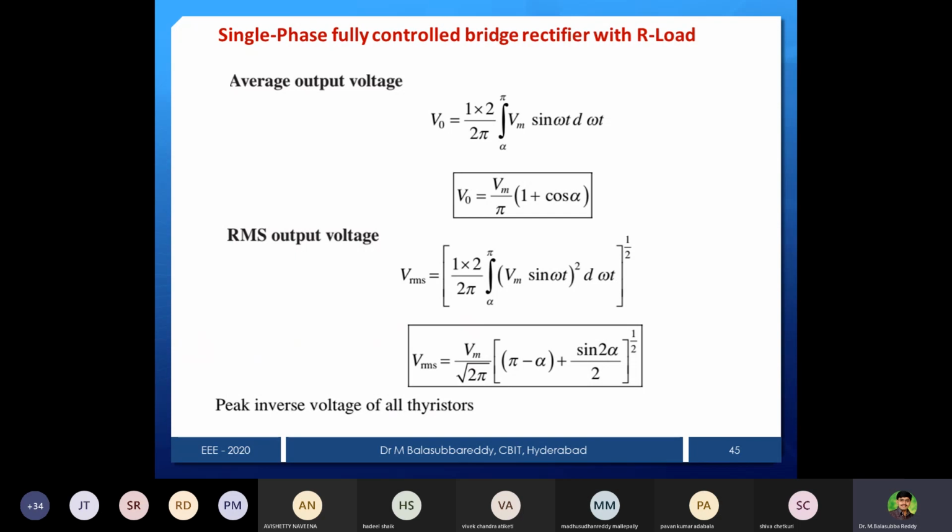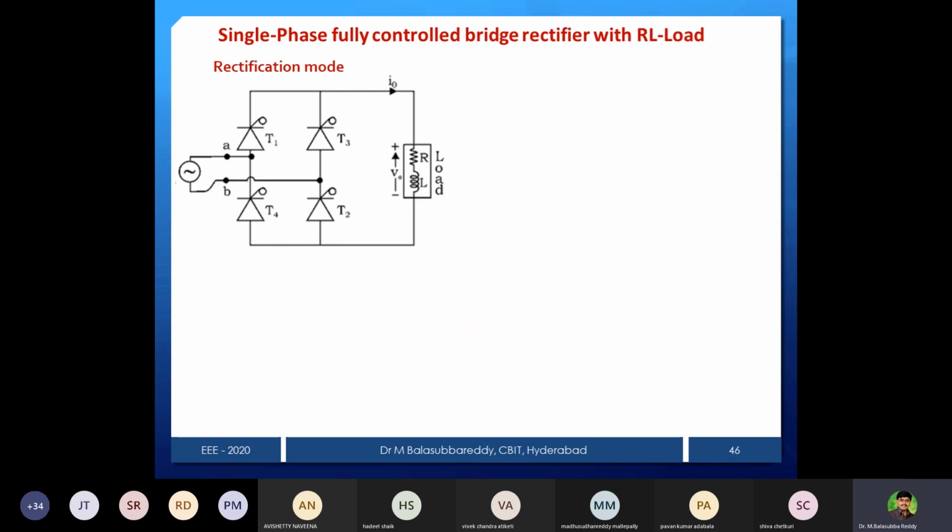In case of R load, there also it is the same Vm only, but in the RL load case you'll get it as 2 Vm in the midpoint case, total voltage applied across that, and here Vm only because it is a bridge type. And we'll see the RL load. So what is different between R load and RL load?